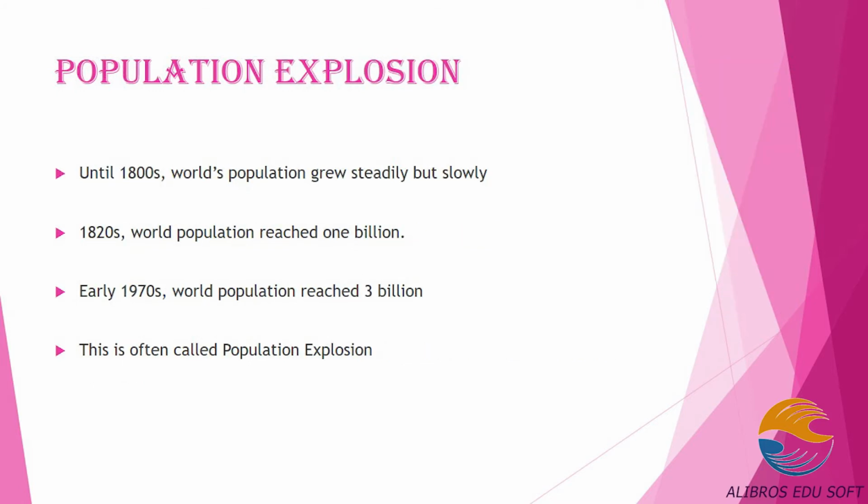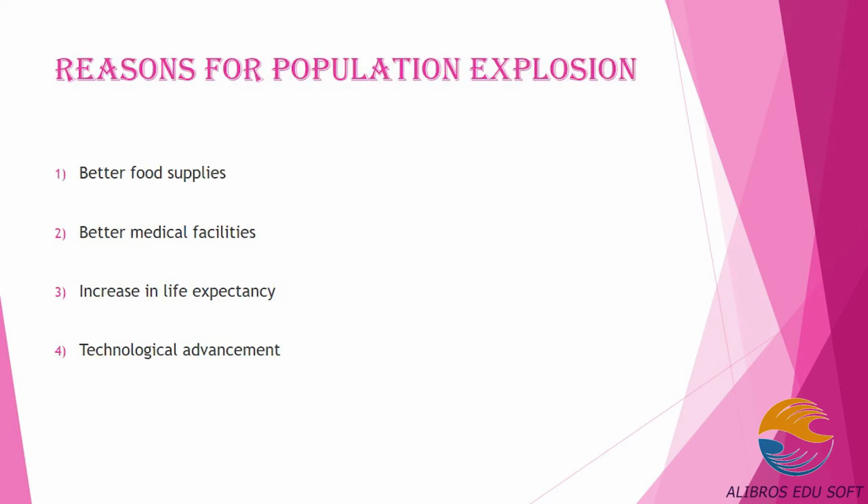Next is population explosion. For an extremely long period of human history, until the 1800s, the world's population grew steadily but slowly. In 1820, the world's population reached 1 billion, that is 136 crores. 150 years later, in the early 1970s, the world's population reached 3 billion. This is often called population explosion.